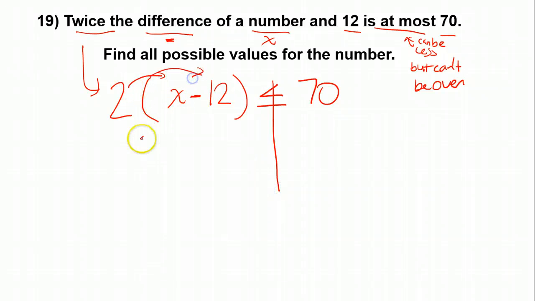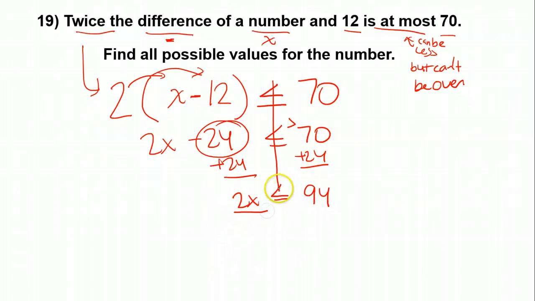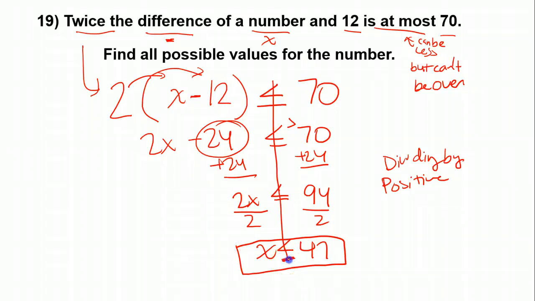I distribute. Move that over. All right, so that's 94. Divide by a 2. Now I'm dividing by a positive number, so I don't need to switch. And that's x is less than or equal to 47. Oop, don't forget that inequality sign.